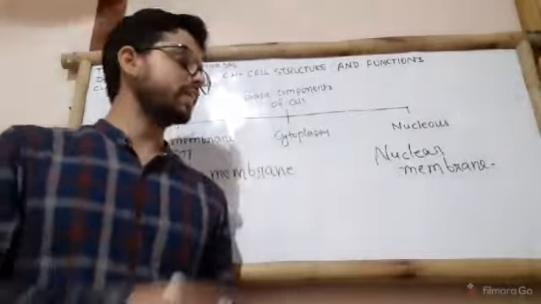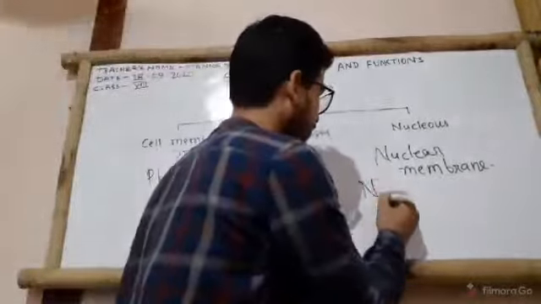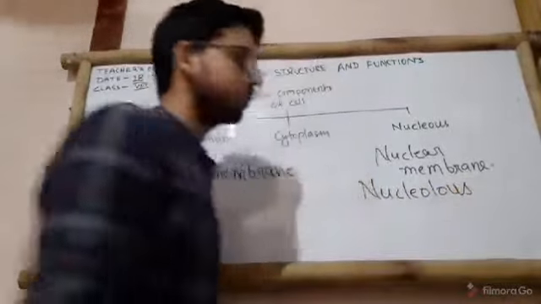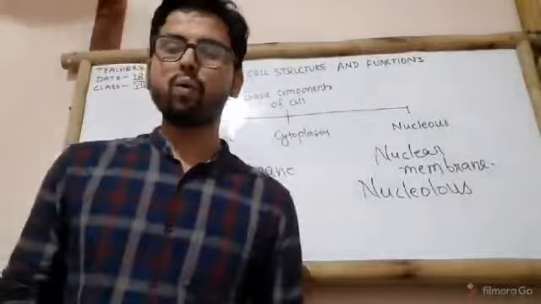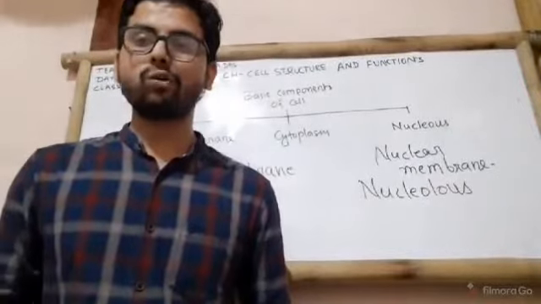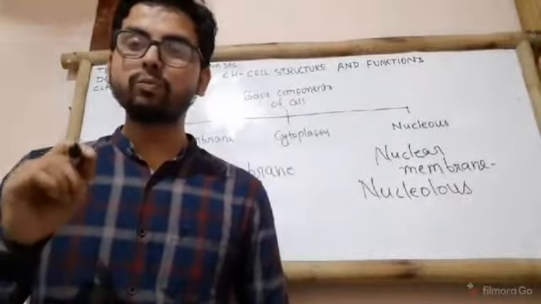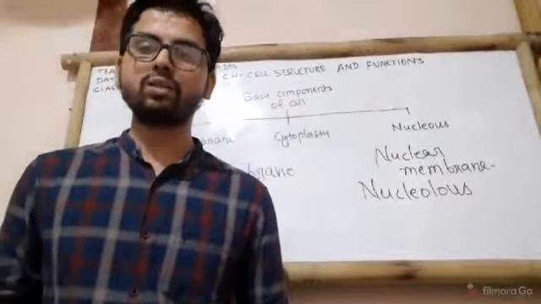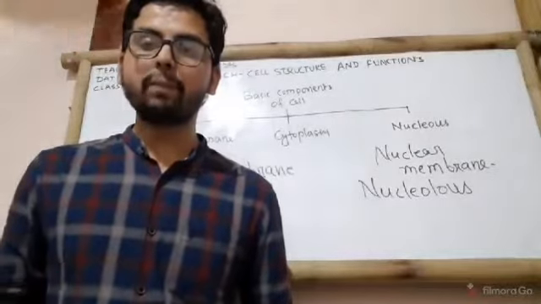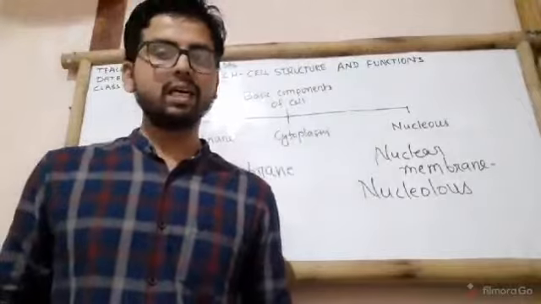Another term related to the nucleus is the nucleolus. What is it? Using a microscope of higher magnification, we see a smaller spherical body inside the nucleus, which is called the nucleolus. The nucleolus plays a vital role in making protein in the cell.